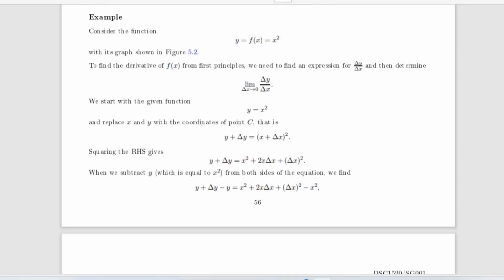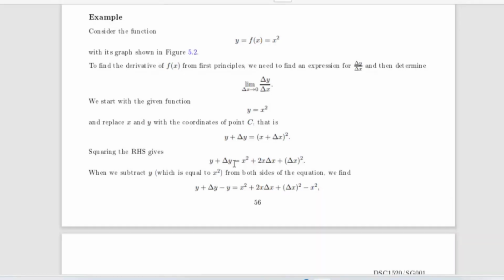Please, in maths, we don't work out exercises by inspection, but we work them out. Now, Collins, do you agree that x plus change in x all squared is the same as x squared plus 2x change in x plus change in x squared? When we subtract y, which equals x squared, from both sides of the equation.